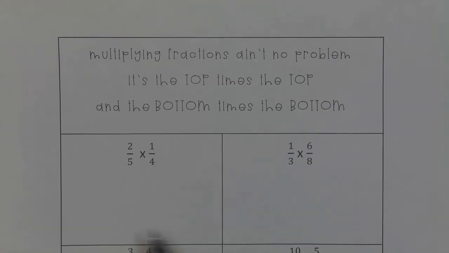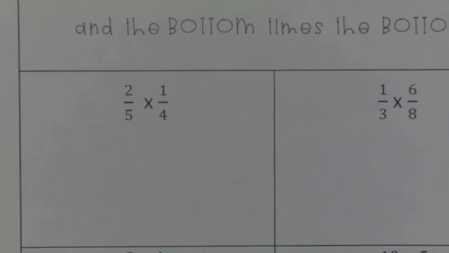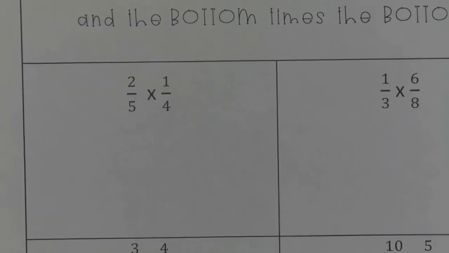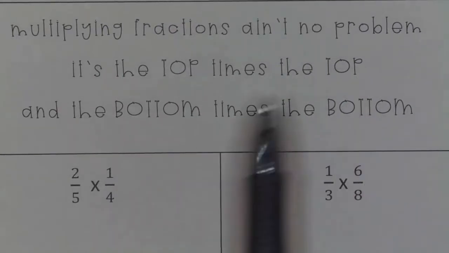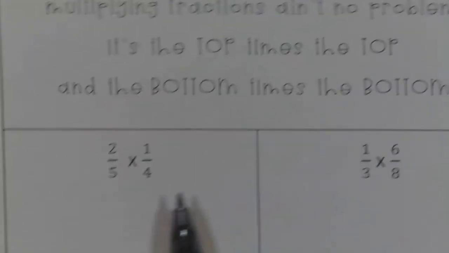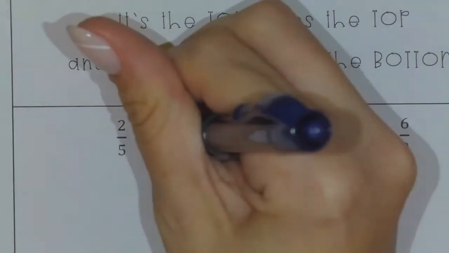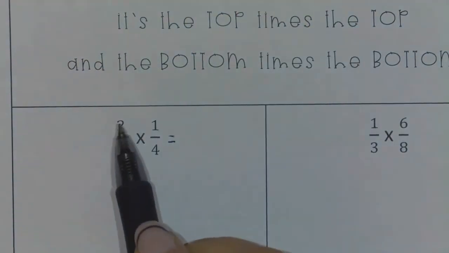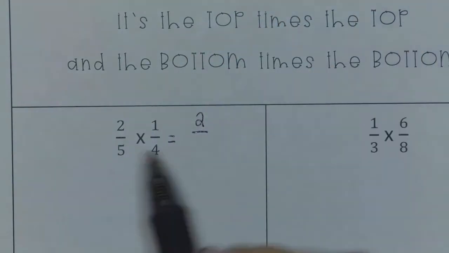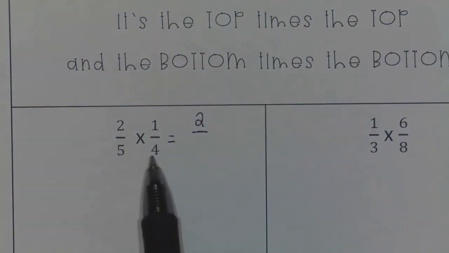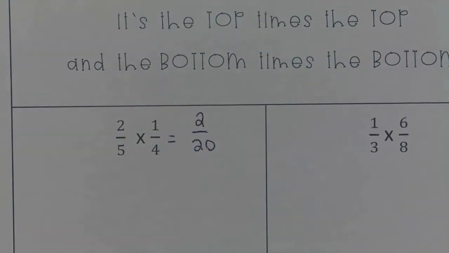So if I start with my first example, and I'm going to zoom in for our pterodactyl noise. There it goes. Okay, so my very first one says 2/5 times 1/4. So again, I already can do top times the top and the bottom times the bottom because both of my fractions here already have a numerator and a denominator. So I'm going to multiply straight across. So the top times the top, 2 times 1 would give me 2. And the bottom times the bottom, 5 times 4 would give me 20, which is still a proper fraction.